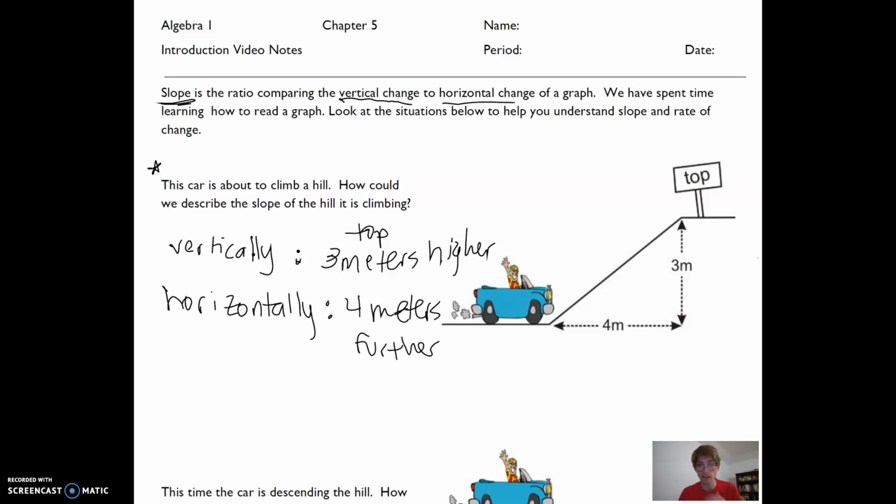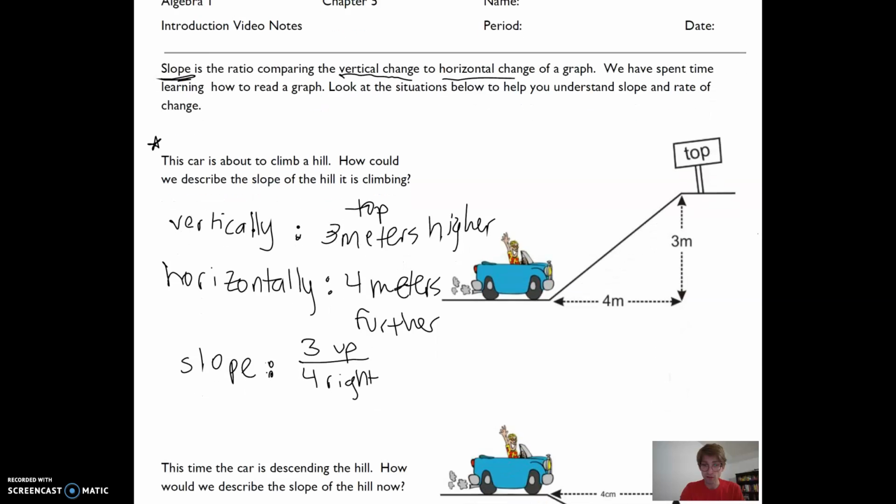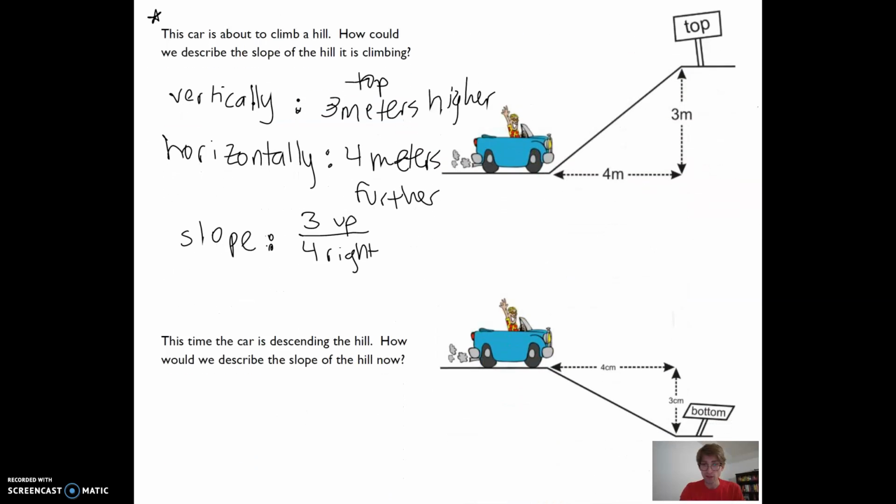When we are talking about slope, if you go back up to the top and you read it again, it says the word ratio. Ratios are fractions. So we would put this together for the idea of slope and say that the slope is going to be 3, and I'm going to start with up, over 4 to the right. So slope is this change from where we are to where we're going.